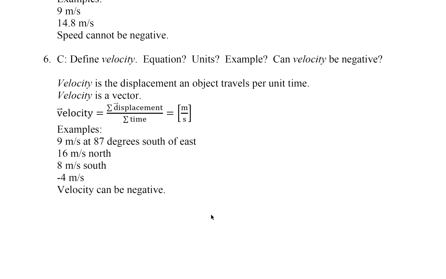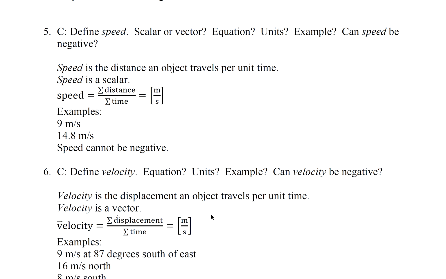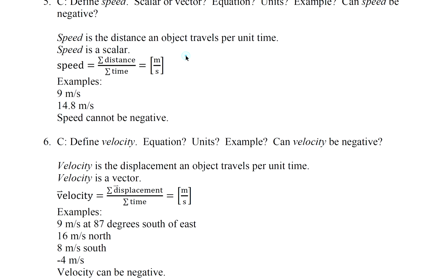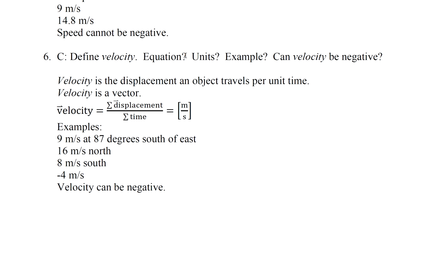Question 6, define velocity. Velocity is the displacement an object travels per unit time. So it's a total displacement divided by the total time taken. So look at the equation for speed. It's total distance over total time. Velocity is total displacement over total time. Speed is a scalar. Velocity is a vector. You see, velocity gives us the direction. And yes, velocity can be negative.